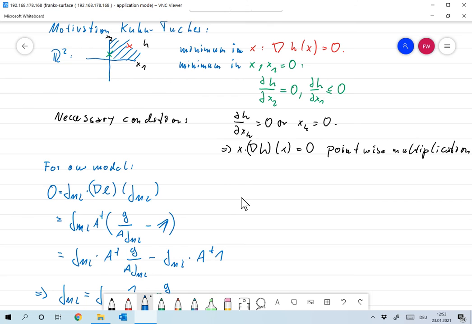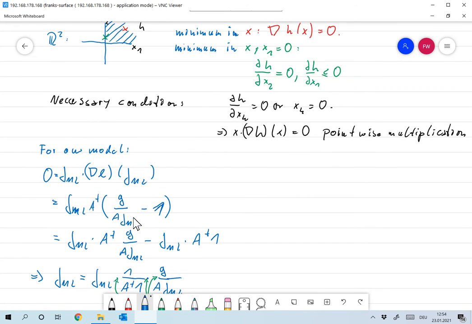Okay, now in our model we have exactly the same thing, and I just plug this in. FML is the point where we expect the maximum. So either FML is zero in one component, or the gradient of L in that component is zero. So that means that the product of FML and gradient L in the point FML is zero. And again, as I said, this is pointwise over here. So each component is multiplied, and then you get the result.